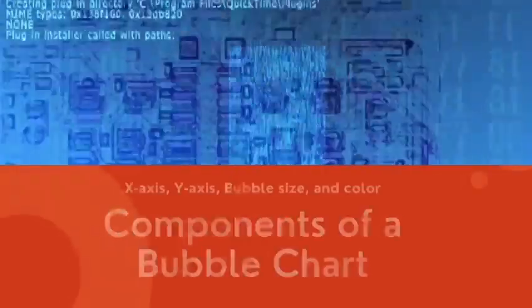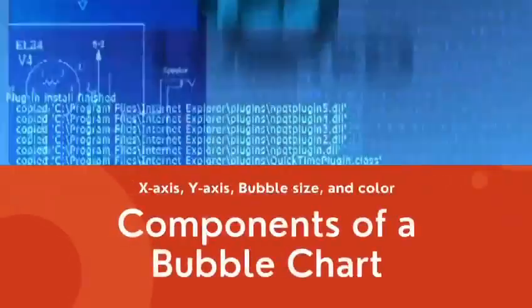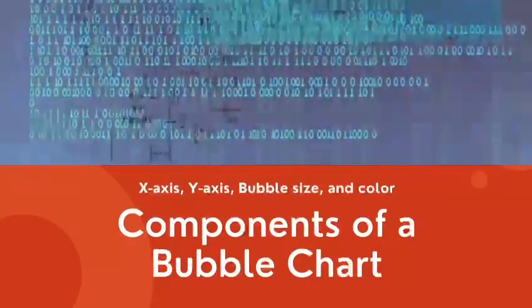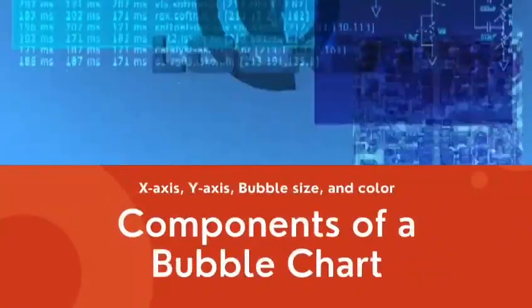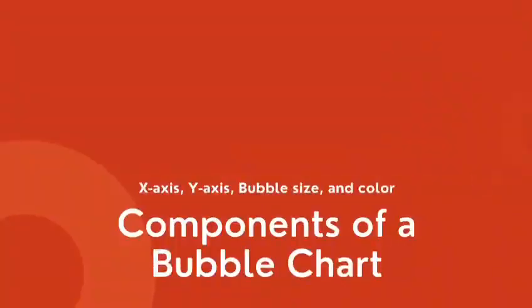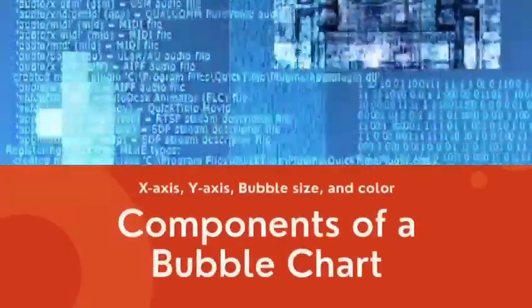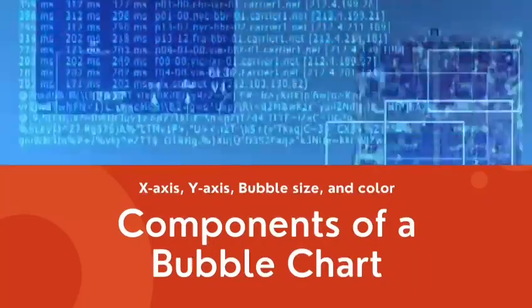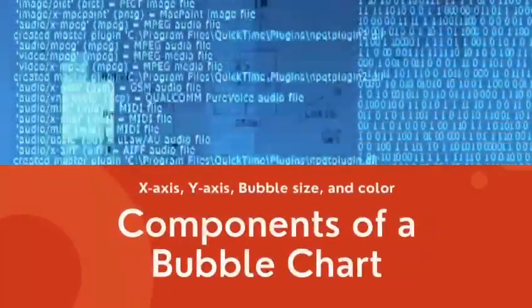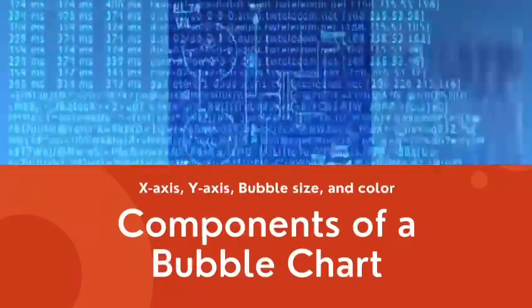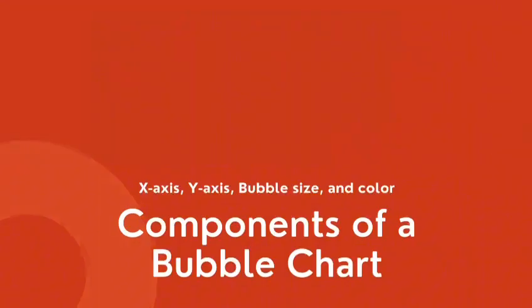Components of a bubble chart. X-axis represents the first numeric variable or independent variable. Y-axis represents the second numeric variable or dependent variable. Bubble size represents the third categorical variable, often indicating frequency, magnitude, or importance. Color: optionally, colors can be used to represent additional information or a fourth variable.